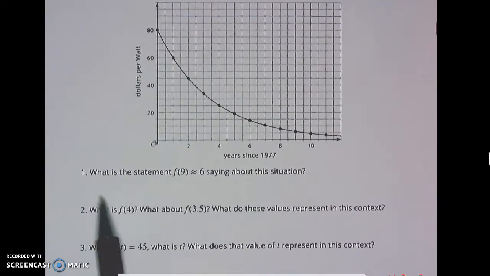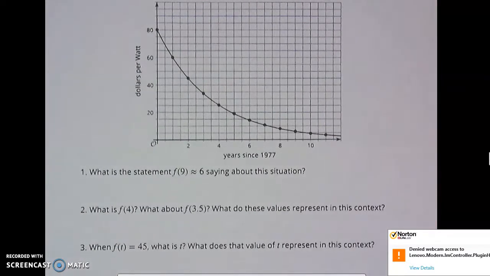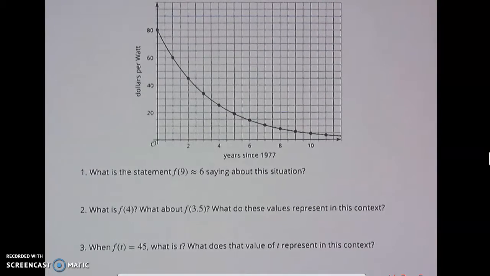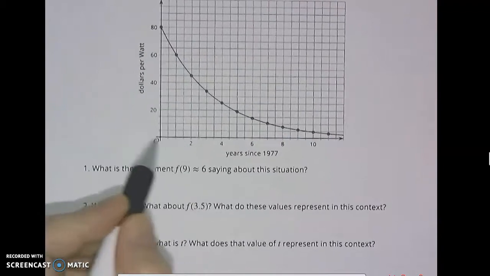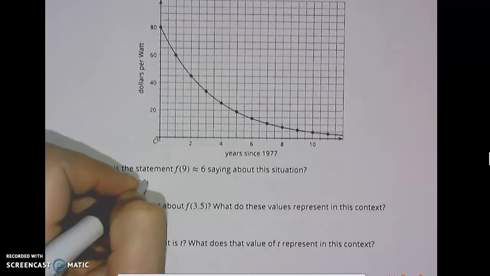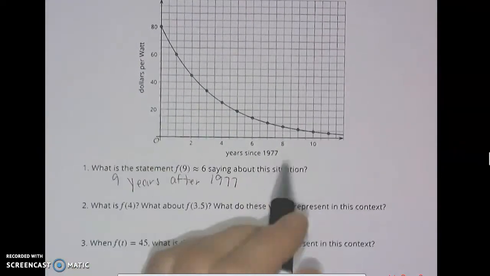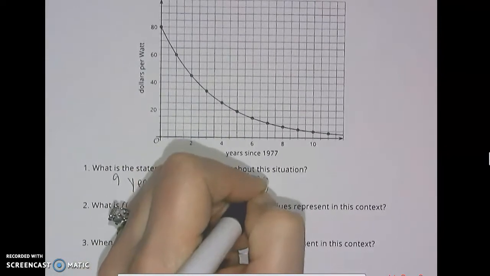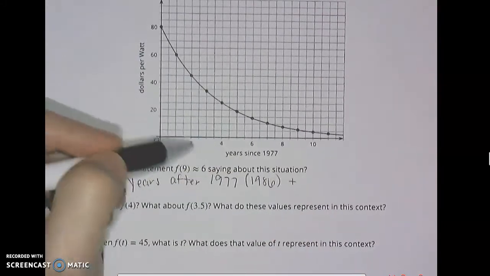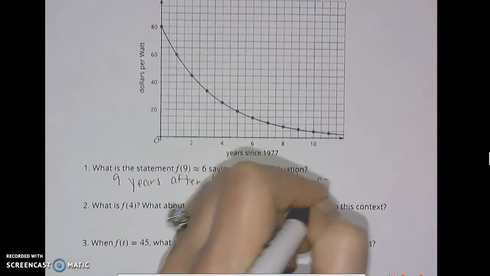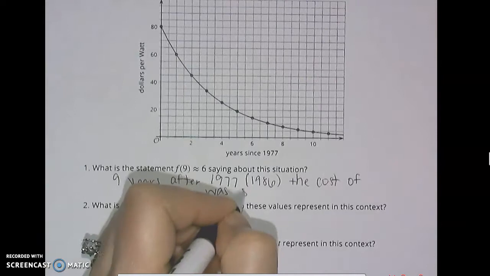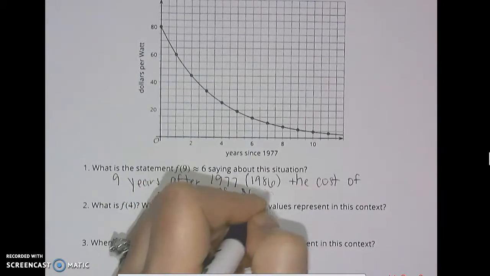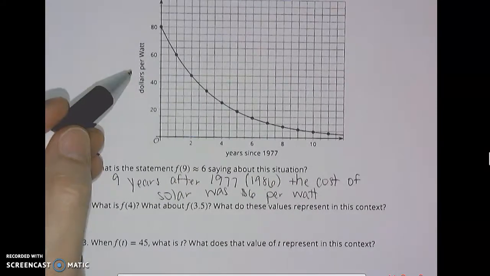Okay, so it says, what is the statement f of 9 is about equal to 6 saying about this situation? Well, this 9 inside is the input. So what is that? That's on this x-axis here. So this says 9 years after 1977. That's when we started. So that year would be 1986. The output here, the cost of solar, was, here's your output, that's in dollars, so $6 per watt. Okay, that's what it says here as our output.